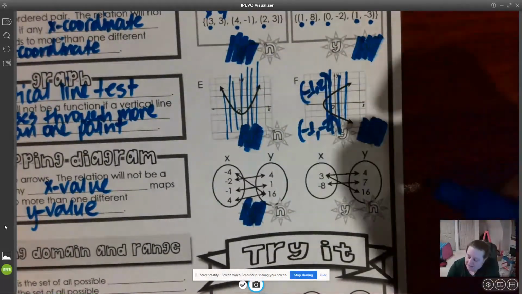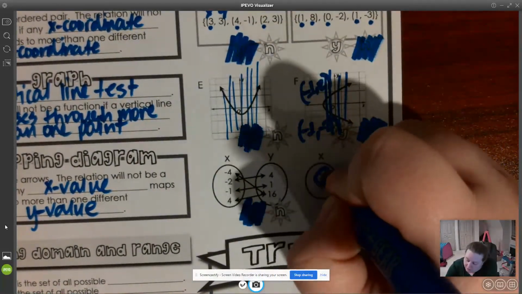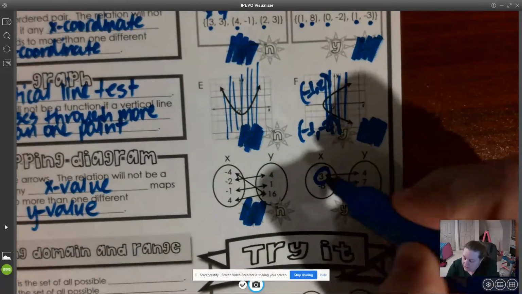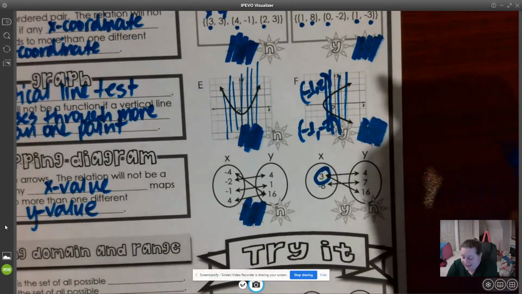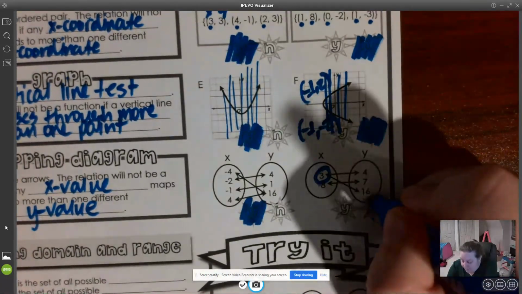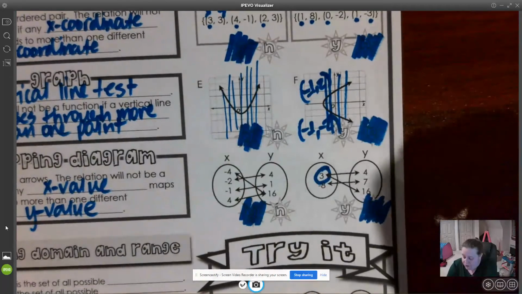What we can't have is in like this one, and I want you to circle this number, which is 3. Notice 3 is going to 4 and to 16. So once again, that's like hitting one button and getting two different snacks. That's a problem. So this would not be a function, okay?